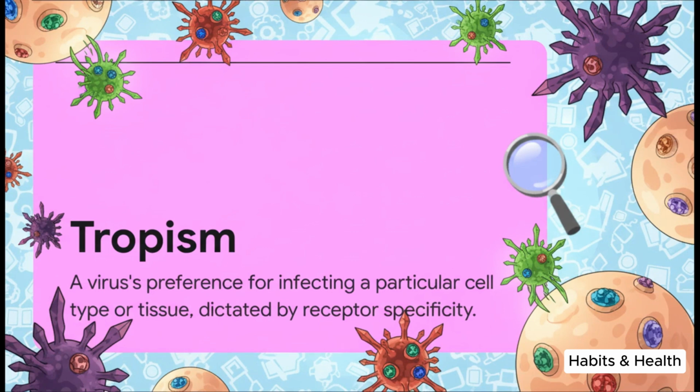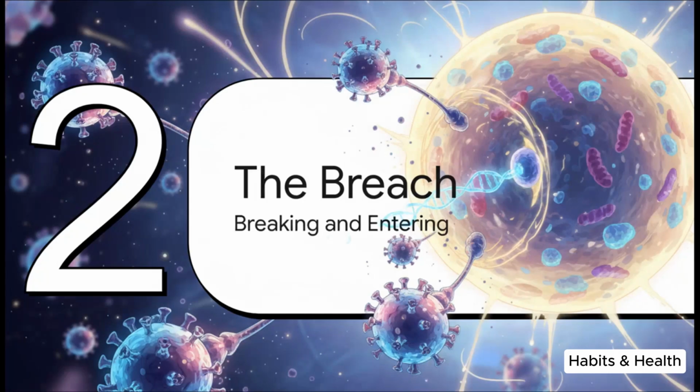And there's a great scientific term for this specificity, this pickiness. It's called tropism. It's just the virus's preference for a certain cell type, a certain tissue, or even a whole species. And it's all decided by whether a cell has the right molecular locks on its surface for that virus to grab onto.